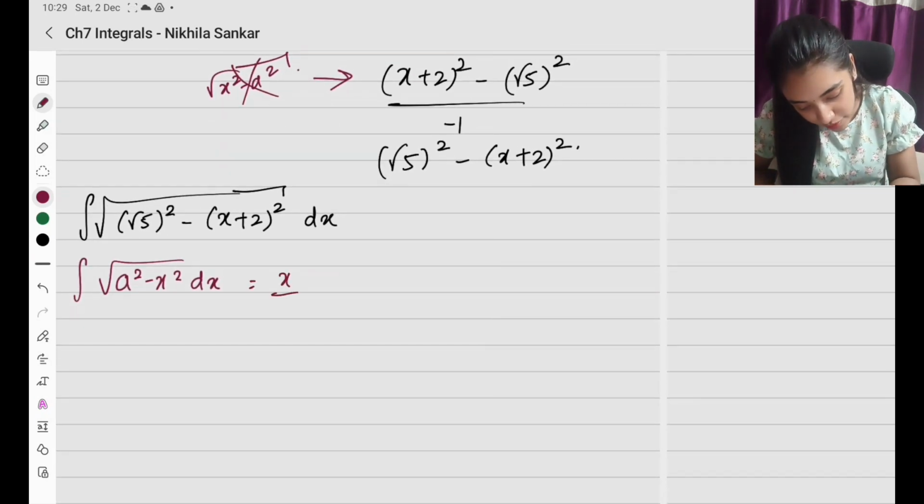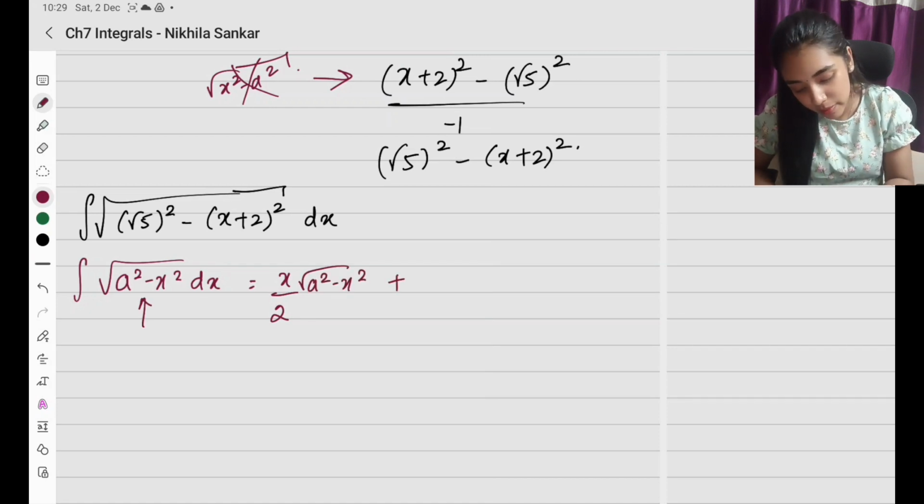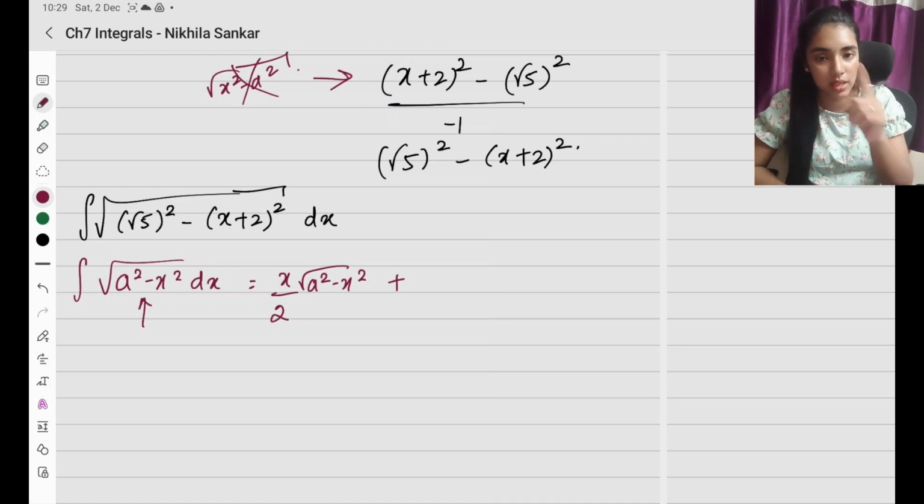The formula is going to be first x by 2 square root of a square minus x square plus. Even if there is a minus here, you have to write plus. The minus came only in the previous question. Okay, you have all the proofs in your textbook. Please verify that. If you look at it, you will know why minus comes and why plus comes.